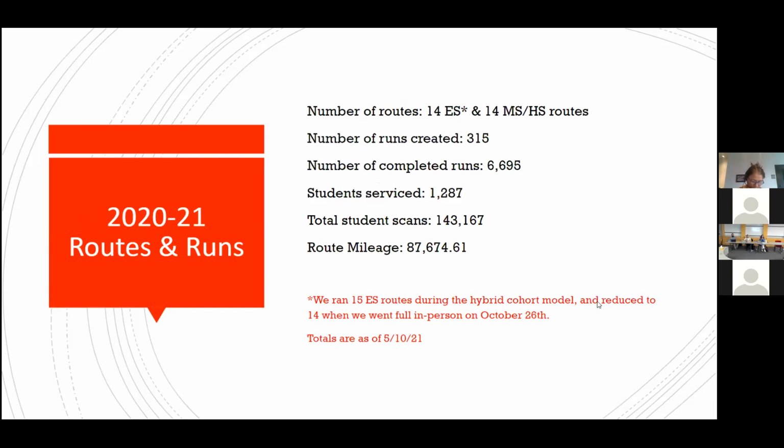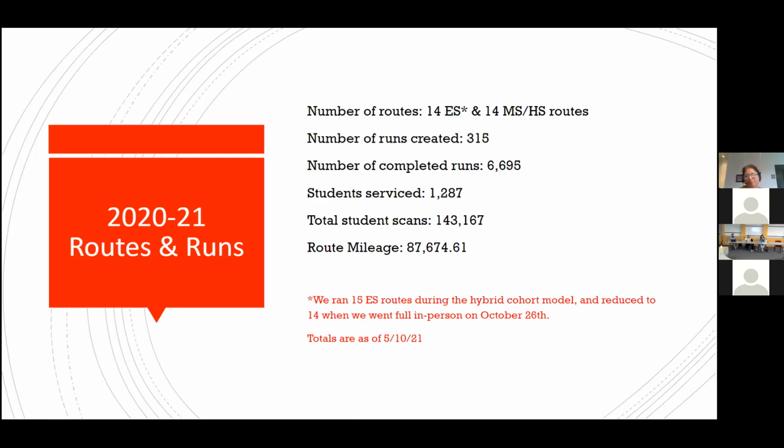This is a quick overview of kind of the runs and routes that we did this year. So the difference between a route and a run is the full spectrum of it. When we break it down into runs, that's like our morning versus afternoon versus early release. So at the start of the school year, we actually had 15 elementary school runs. That's when we were in the hybrid model of the AABB week. And then when we shifted to the full in-person, we actually lost a driver at that time. So we had to reduce our routes.